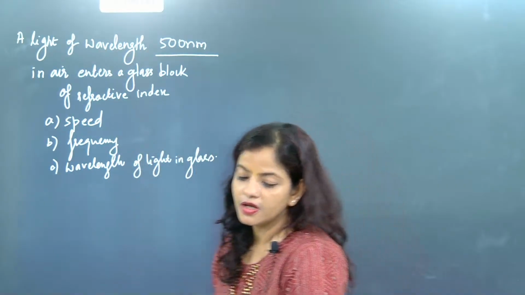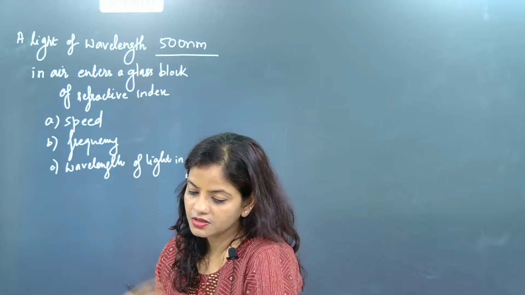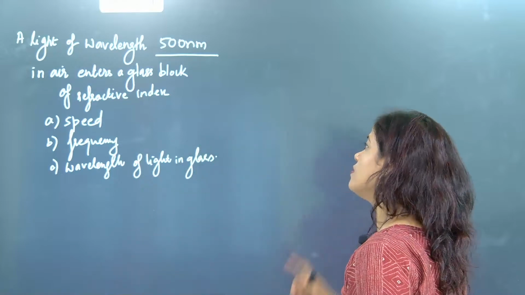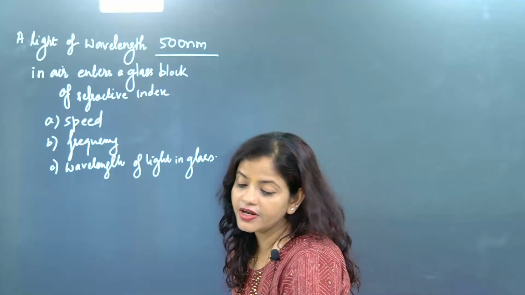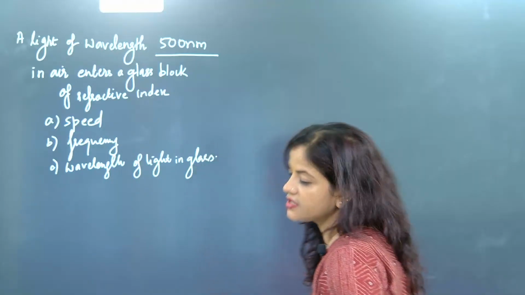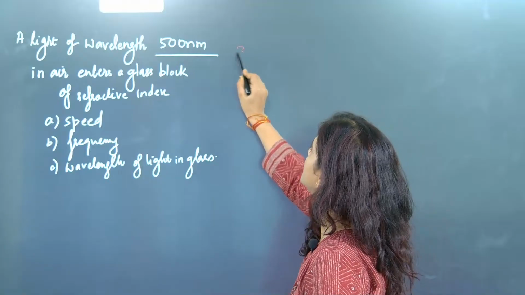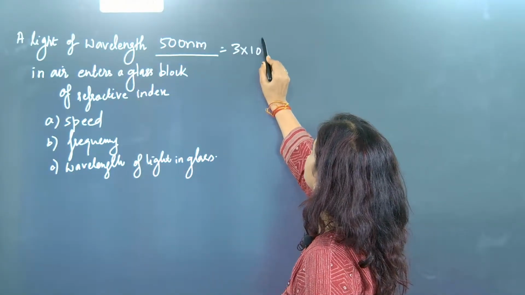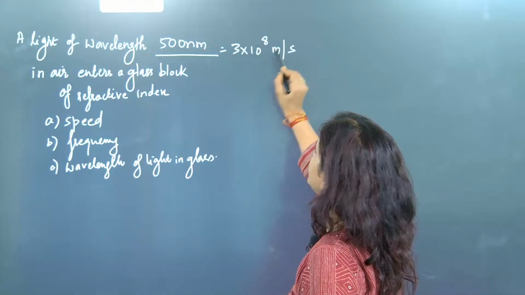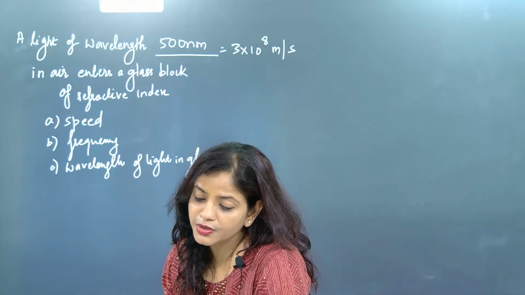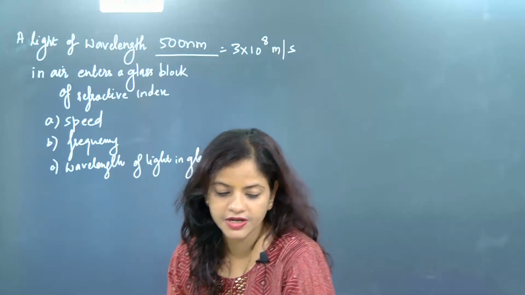So now look here, beta. That's your prediction. But let's see. A light of wavelength 500 nanometer is there. Whenever you convert it directly, we can say 3 into 10 to the power 8 meter per second. So exactly how much is it coming, beta? 3 into 10 to the power 8 meter per second.